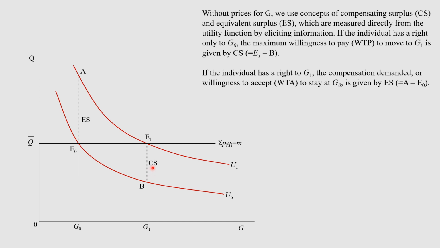If the individual has a right to G1, the compensation demanded for going back to G0, or your willingness to accept the payment to go back to G0, or to stay at G0 rather, is given by the equivalent surplus, which in this case is A minus E0. This is your equivalent surplus.